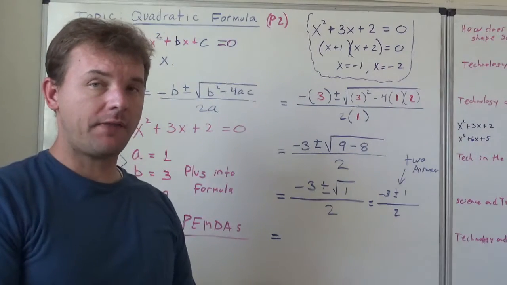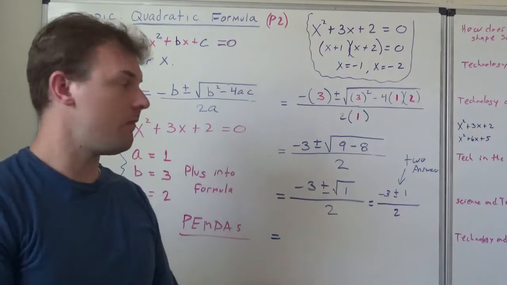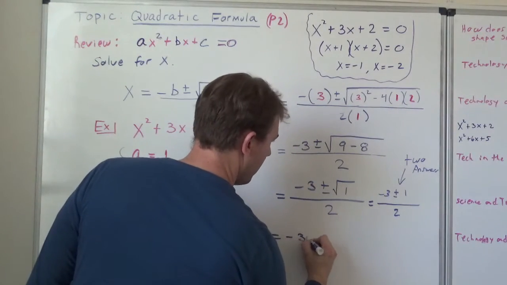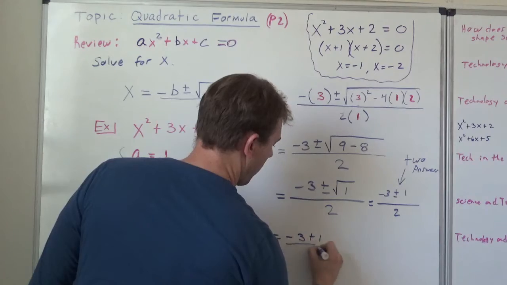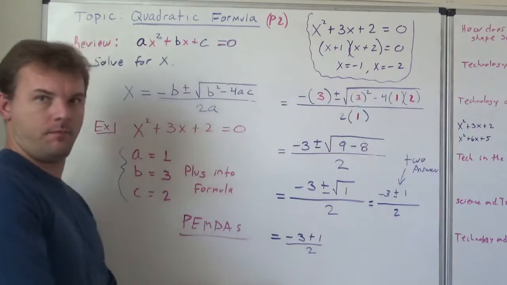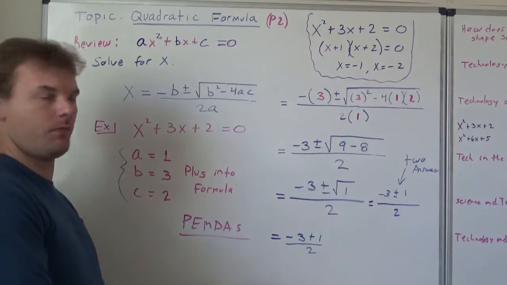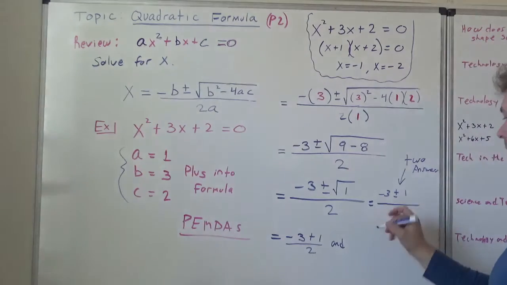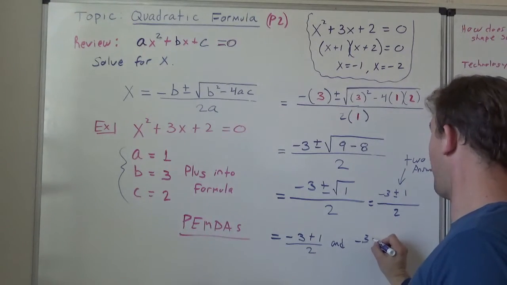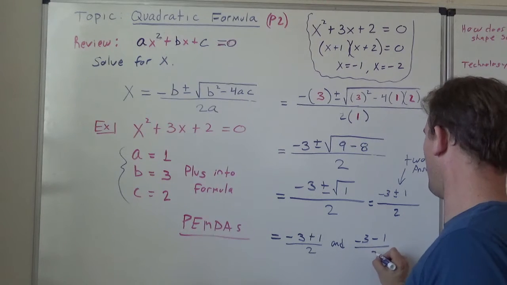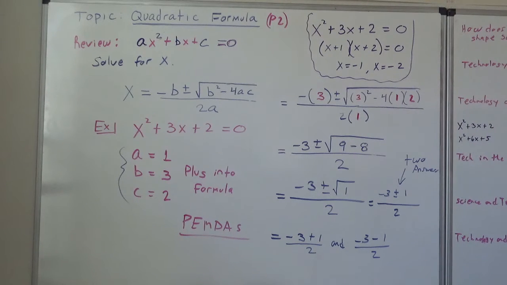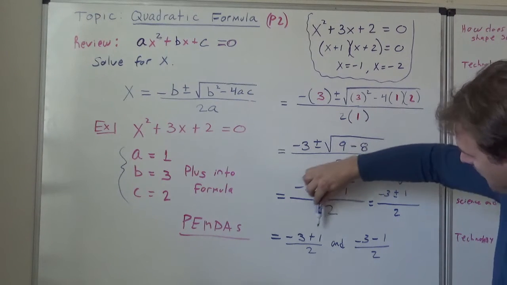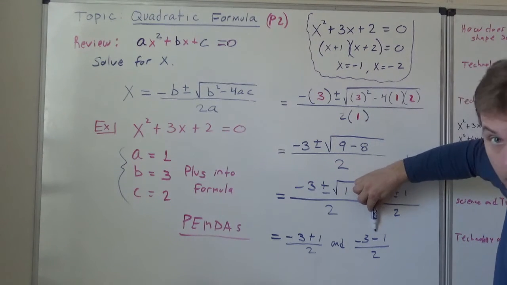So here's what you're going to have to do. Be careful with this. Your first answer should be -3 plus 1 all over 2. And -3 minus 1 over 2. You see what I did? With a plus and plus ones, plus 1, minus 1.